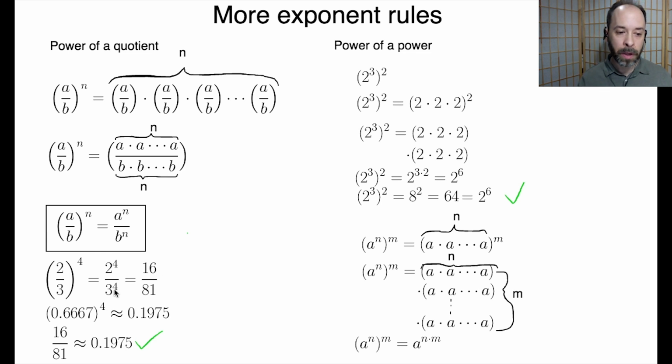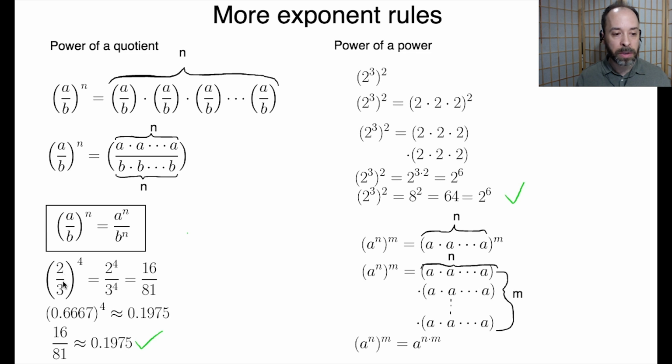That's up top. 3 to the power 4: 3 times 3 is 9, 9 times 3 is 27, 27 times 3, that's bringing us up to 81. So we're going to have 16 divided by 81. Okay? So that's what the formula says. 2 divided by 3 raised to the power 4 should be equal to 16 over 81. Let's check it.